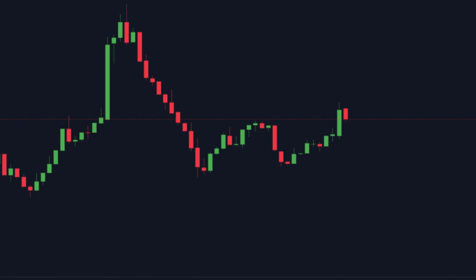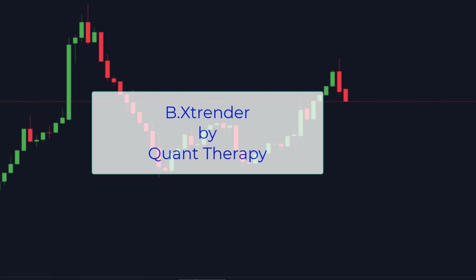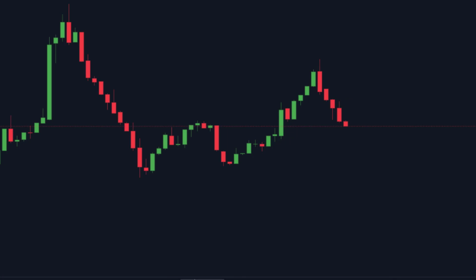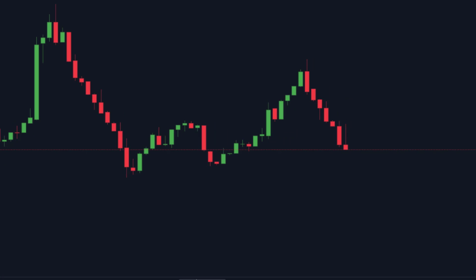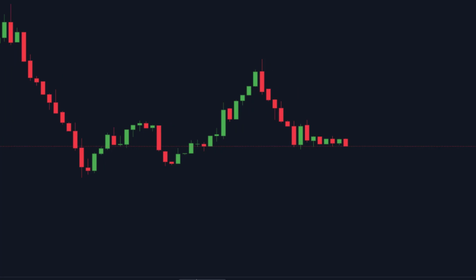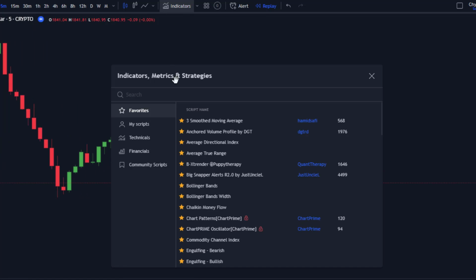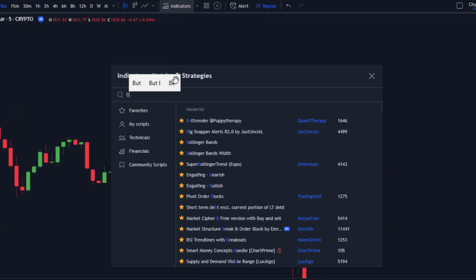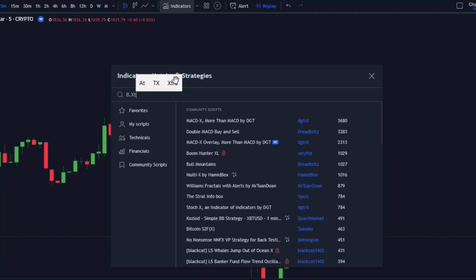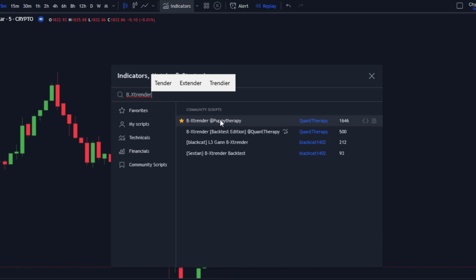The indicator that we are going to be talking about is called BX Trender by Quant Therapy. BX Trender is designed to give a single glance of the ongoing trend and to differentiate a trend change from a minor correction. To add this indicator to our chart, let's navigate to the Indicator Search Bar. There we search for BX Trender. Select the one created by Quant Therapy.